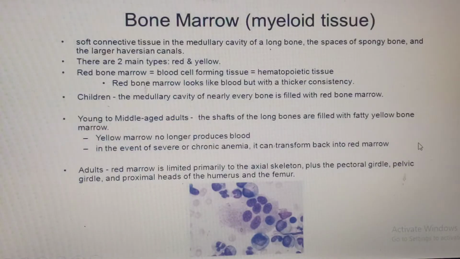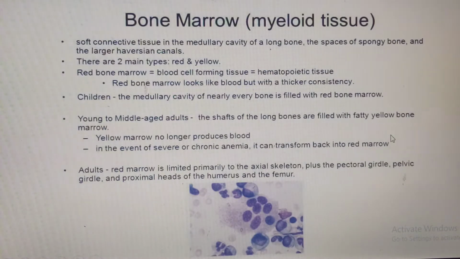Now, if you talk about the bone marrow, we have two main types. In adults, we have the yellow bone marrow, which is mainly for storage of fat, and we have the red bone marrow, where hemopoiesis, the production of blood cells, takes place. So this yellow bone marrow is for storage and therefore will not produce any blood cells, but the red bone marrow will be relevant in blood cell production.